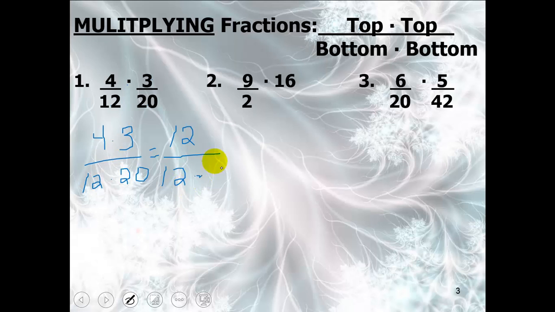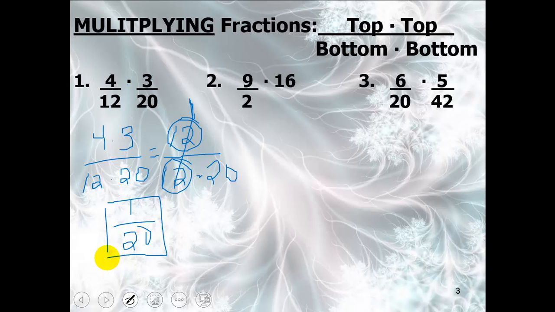so instead of writing my 12 and my 20 out as products of prime, I'm going to use the fact that this is 12 and this is 12, and I'm going to cancel. So what's left in my numerator? Well, when I cancel, it becomes a 1. So it's 1/20, just like so.